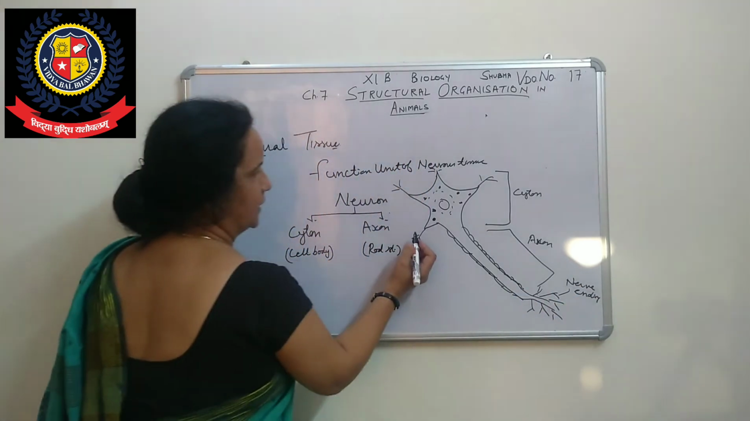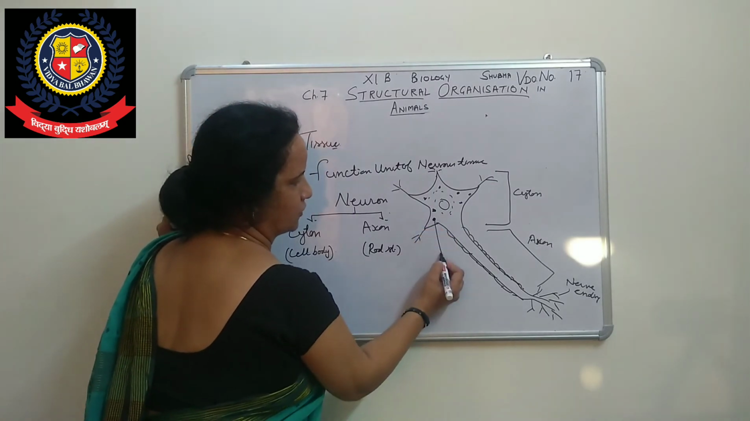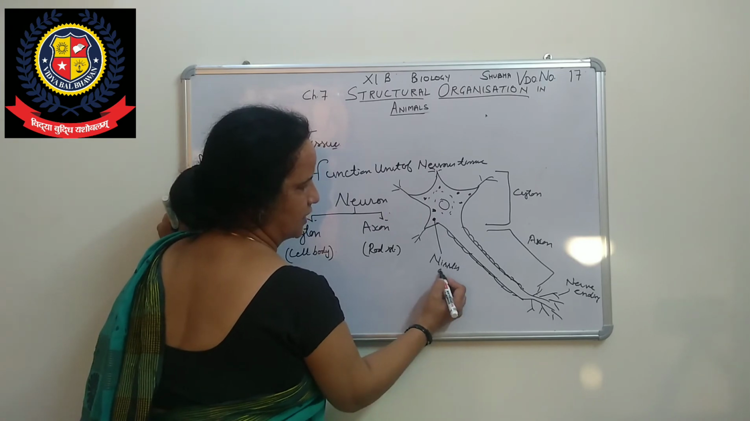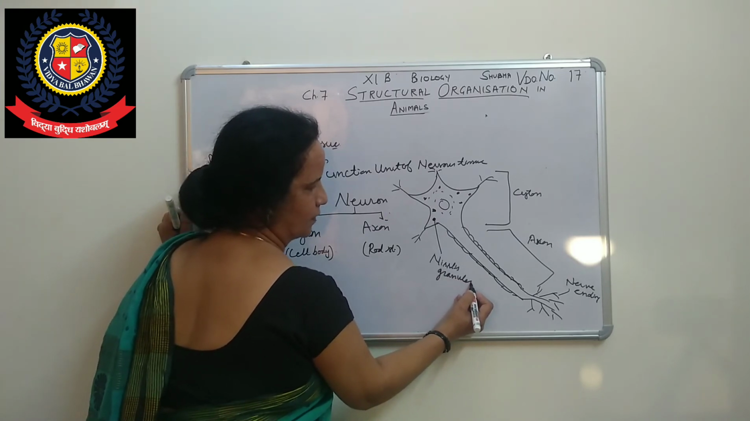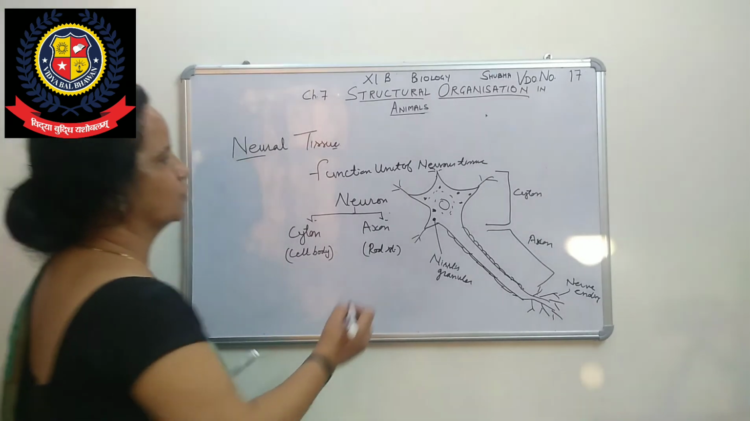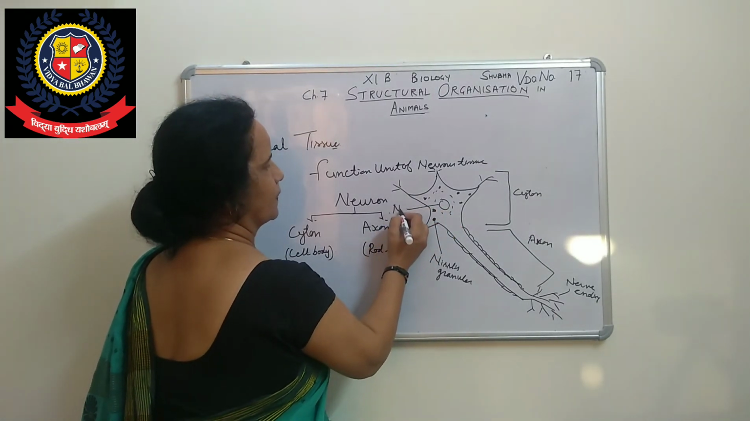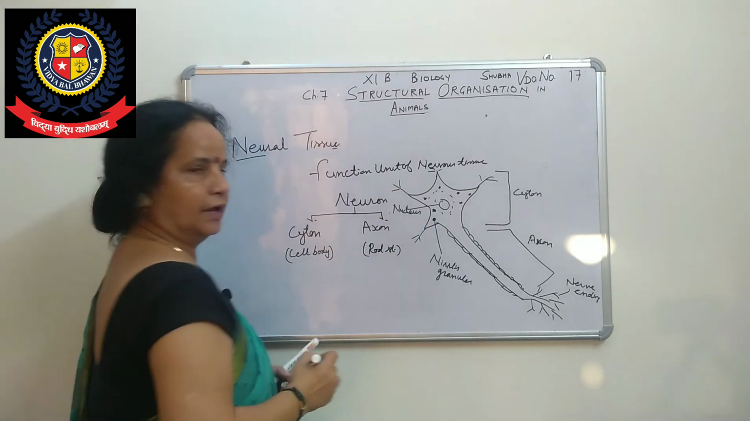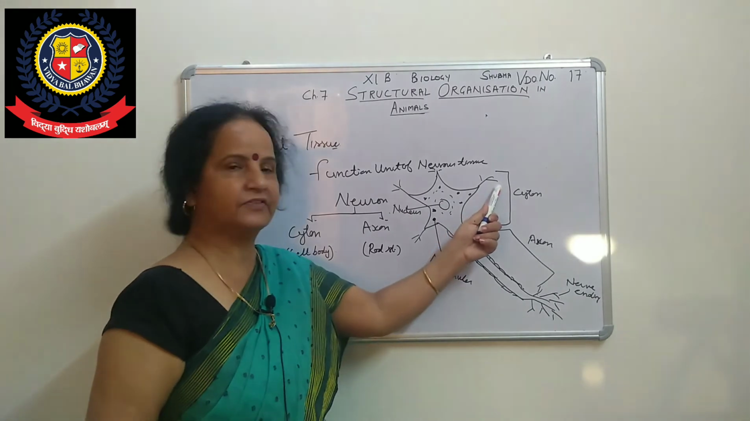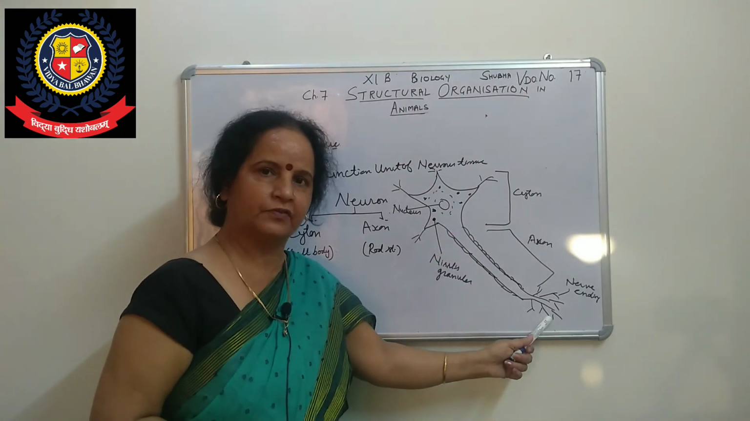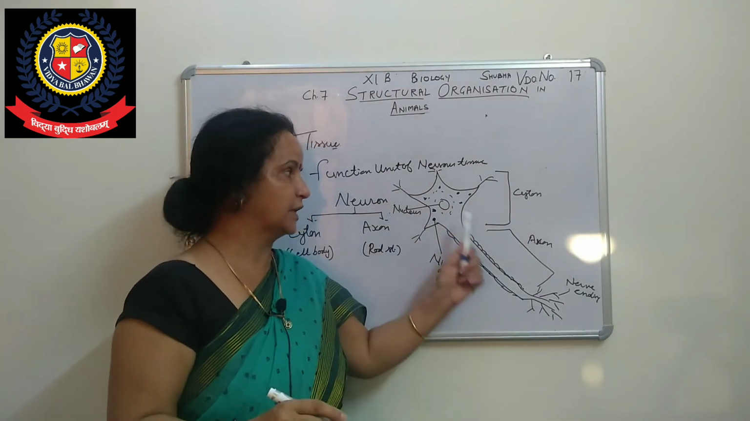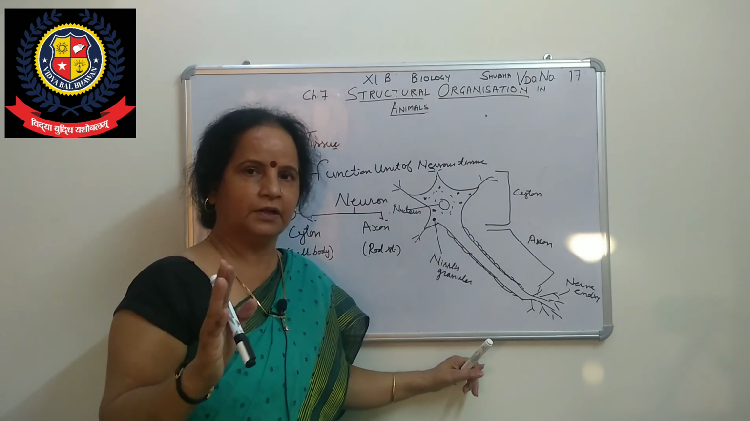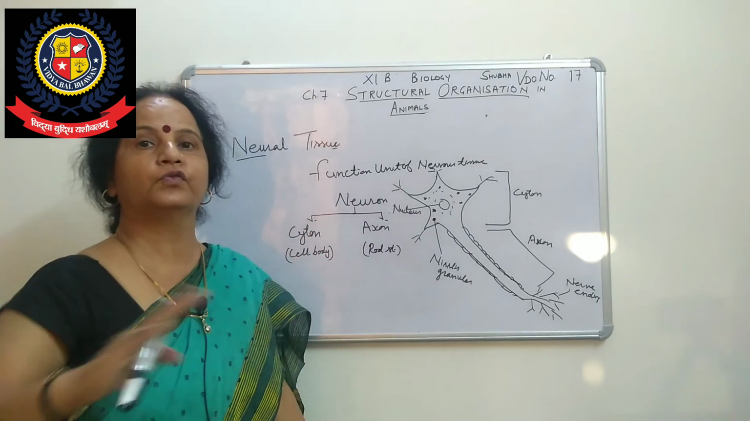Now these granules are also called Nissl's granules, named after the biologist Nissl. This is the structure of the nucleus. Now the dendrites have a branch structure, and so do the nerve endings. In class 10th, you know that conduction of any nerve impulse is always unidirectional. Do you remember? Conduction of nerve impulse is always unidirectional.